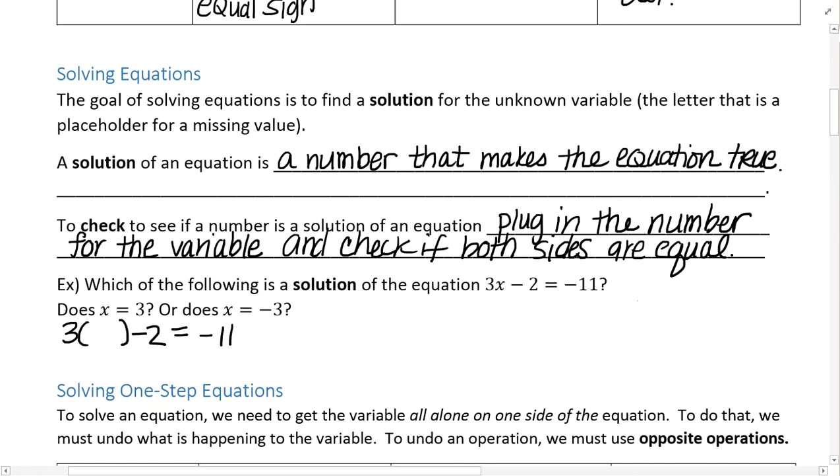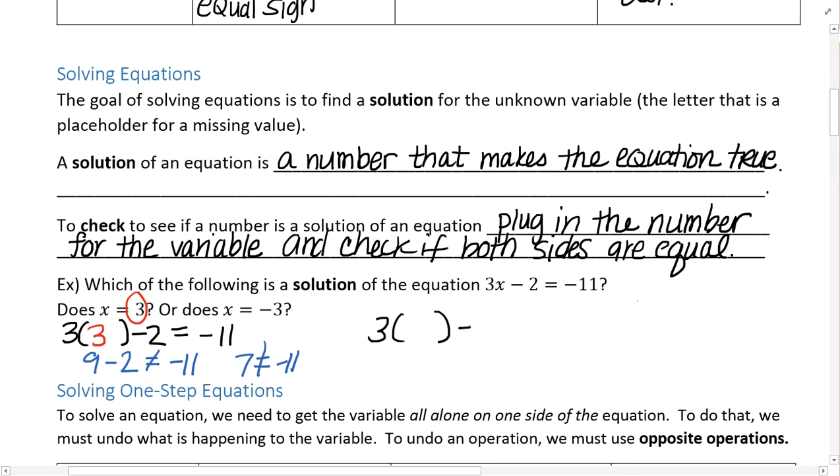So that number, let's try 3. Let's see if it's true. So that would be 9 minus 2 equals negative 11. Is that true? No. That's 7 equals negative 11, which is not true. All right, let's try the other number.